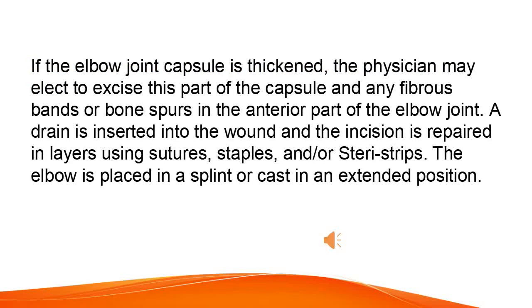If the elbow joint capsule is thickened, the physician may elect to excise this part of the capsule and any fibrous bands or bone spurs in the anterior part of the elbow joint. A drain is inserted into the wound and the incision is repaired in layers using sutures, staples, and Steri-Strips. The elbow is placed in a splint or cast in an extended position.